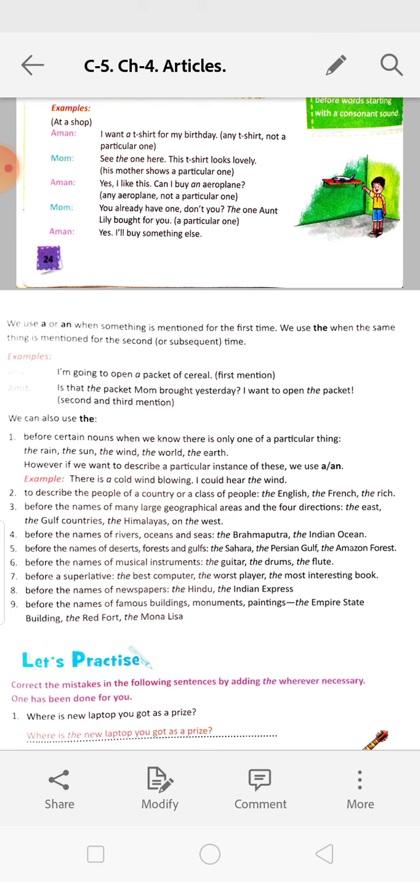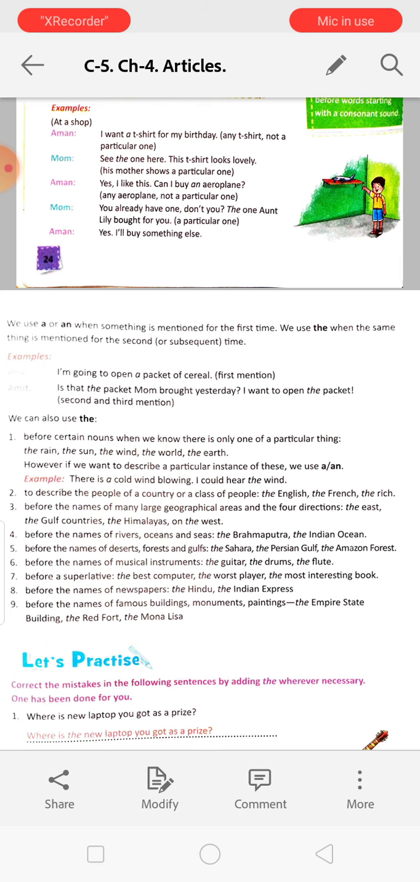We can also use the before certain nouns when we know there is only one of a particular thing. When we know that there is only one particular thing, we will use the over there, like the rain, the sun, the wind, the world, the earth, etc. However, if we want to describe a particular instance of these, we use a or an. There is a cold wind blowing. I could hear the wind.